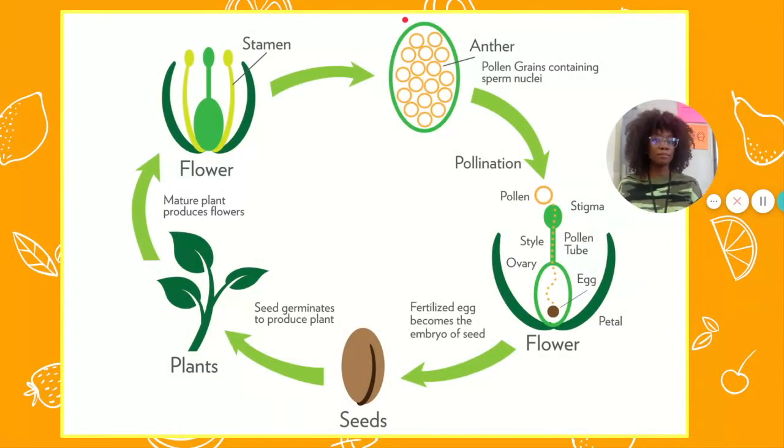This is what that looks like. So we have a flower. We have its stamen. The stamen is made up of the anther and the filament. This is where pollen is produced. As you can see, the pollen is produced in the anther.